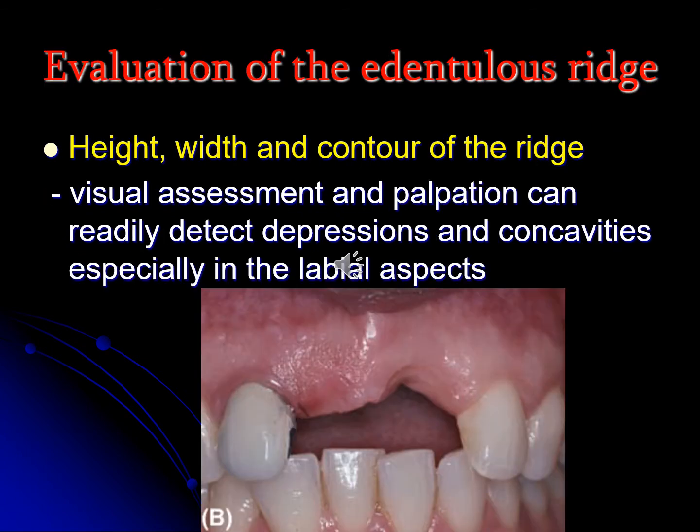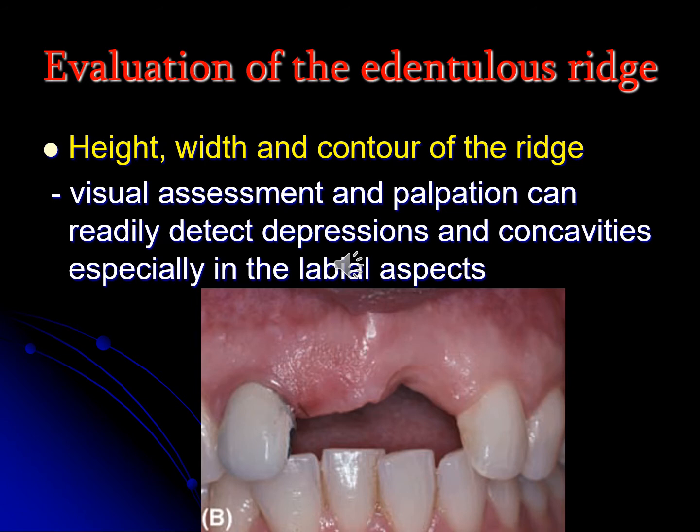In the intraoral examination, we should evaluate the height, the width, and the contour of the ridge of the missing teeth. Visual assessment and palpation can readily detect depressions and concavities, especially in the labial aspect. In this case, we have missing teeth in the area of 1-1 and 2-1. In the area of 1-1, from the palpation and the visual, we can see the bone is acceptable, is good.